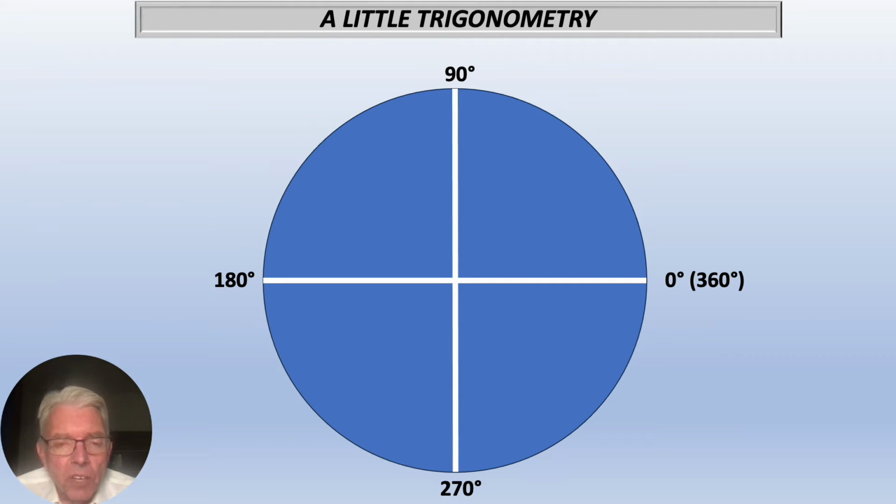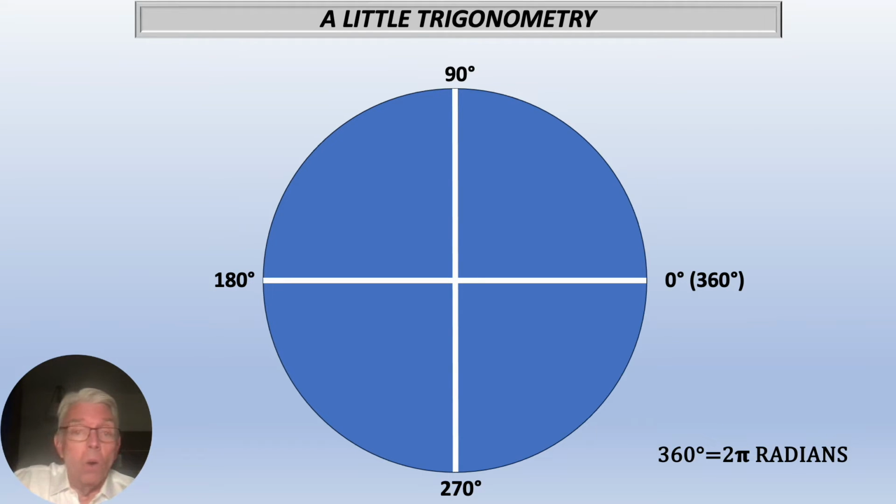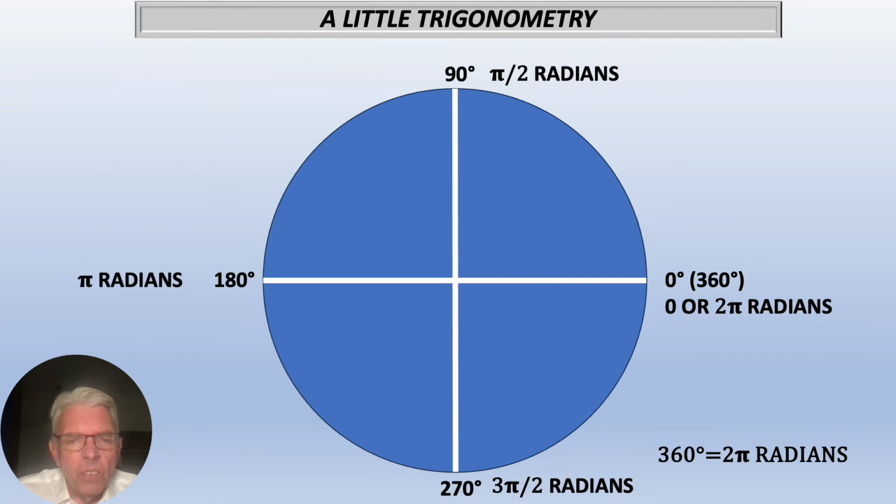Now, in trigonometry, there's something called radians, and it turns out that 360 degrees is equal to 2 pi radians, and pi is 3.14 and a whole bunch of numbers after that, okay? So 2 pi is about 6.28 with a whole bunch of numbers coming after that. And so the equivalent here is 0 degrees or 360 degrees is equal to either 0 or 2 pi radians. 90 degrees is pi over 2 radians, 180 is pi, 270 is 3 pi over 2, and then you're back to 360, which is 2 pi. So that's just the basic nuts and bolts of trig.